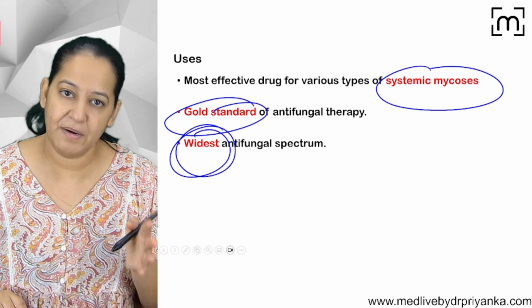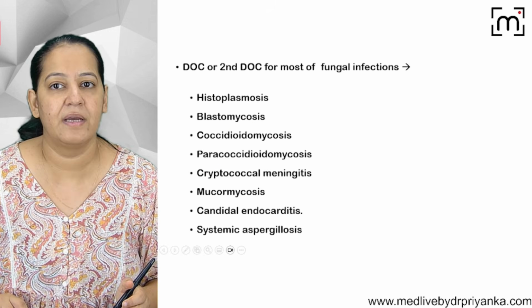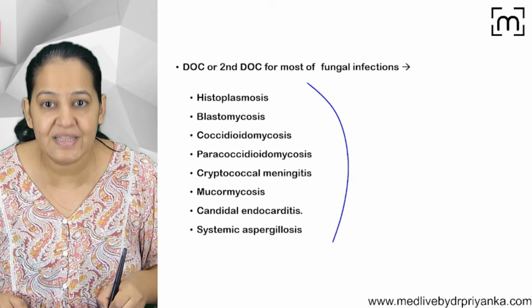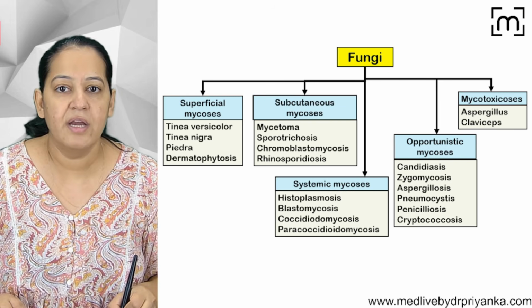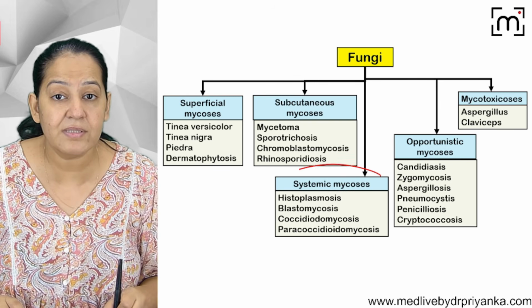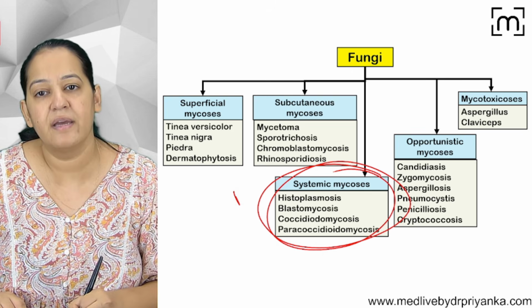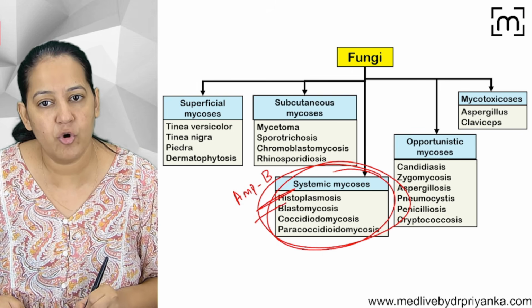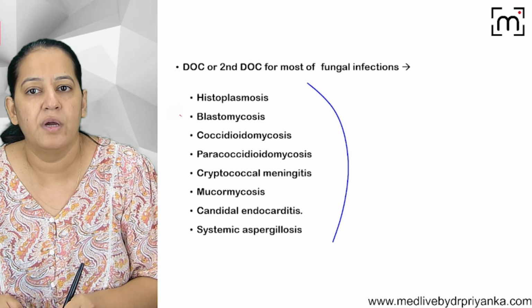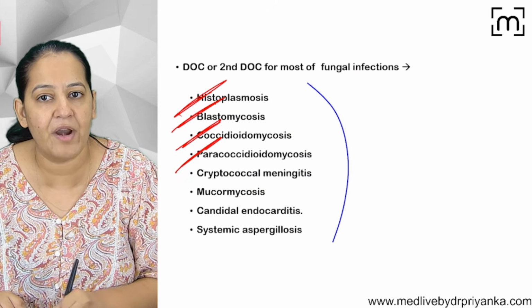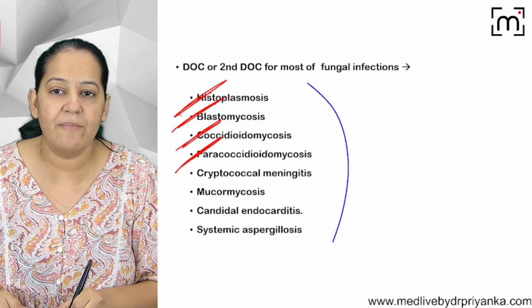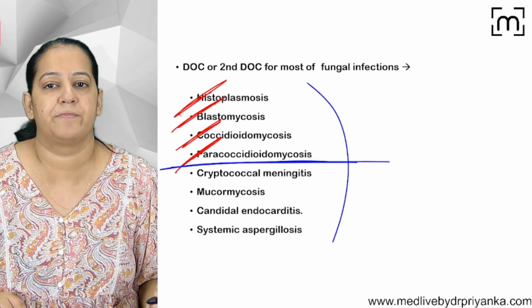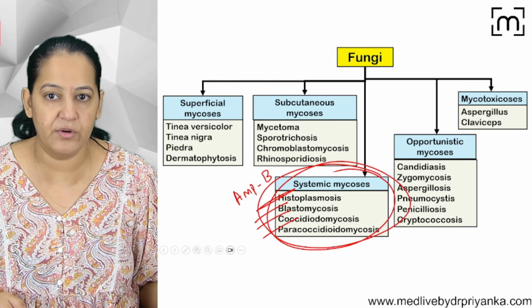So we prefer Azoles, but in some cases we can use amphotericin B. Amphotericin B is the drug of choice in these conditions. You know this classification. In this classification, where is systemic mycosis? Amphotericin B is the drug of choice for systemic mycosis. That is histo, blasto, coccidio, paracoccidio. For these four, amphotericin B is the drug of choice.